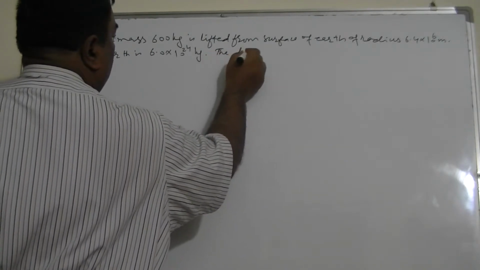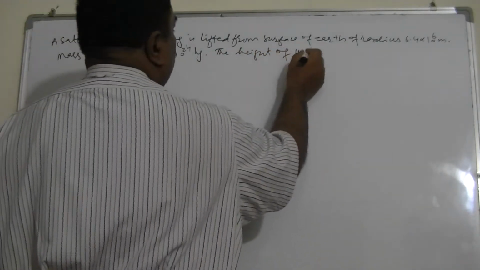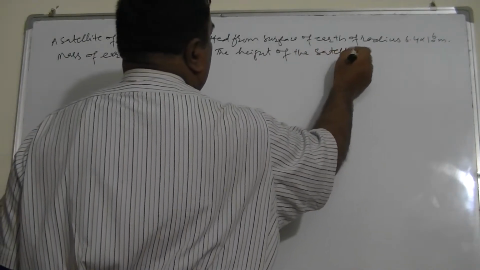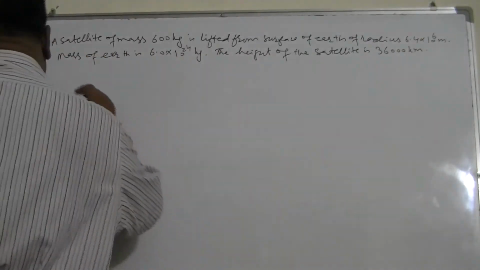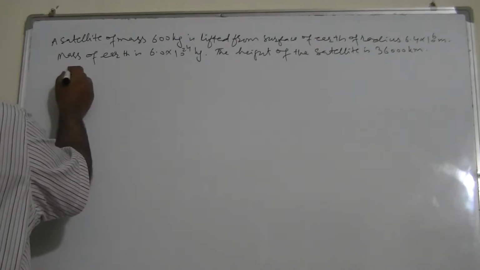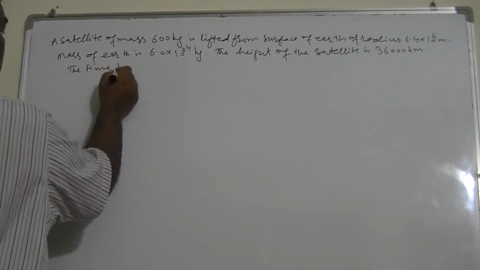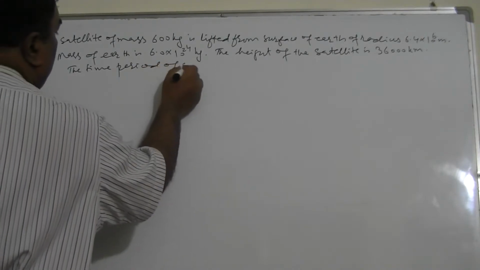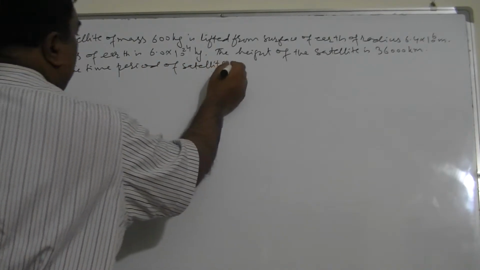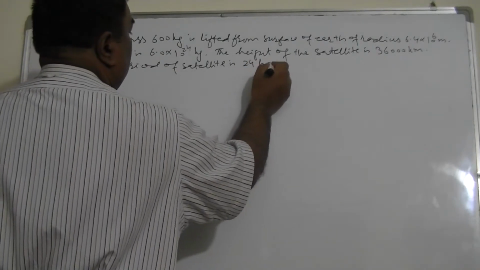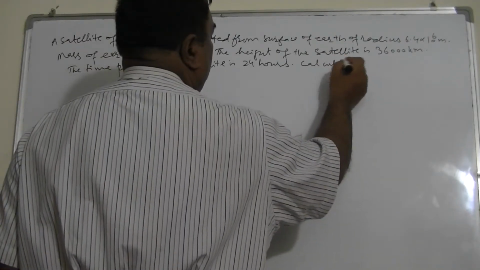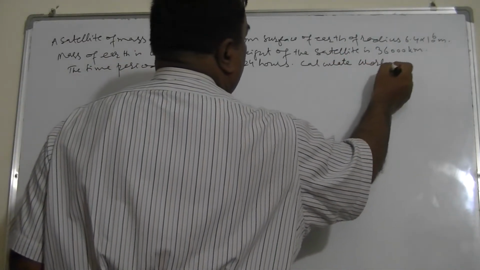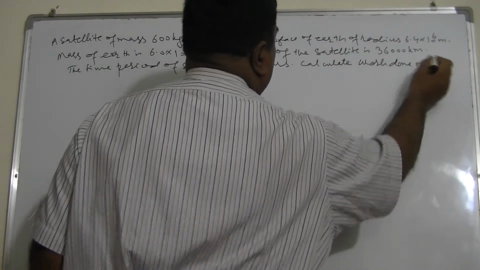The height of the satellite is 36,000 kilometers. The time period of the satellite is 24 hours. Calculate the work done on it. Now clearly we have to calculate the work done on it.